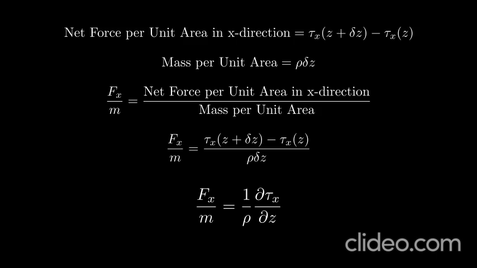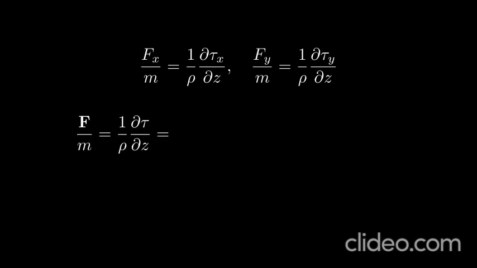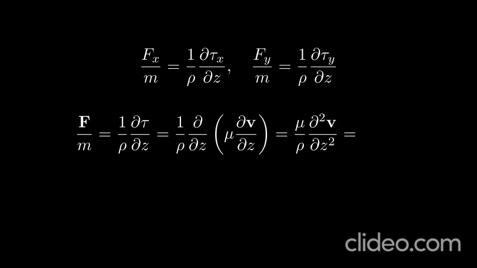This gives us the term F sub x over m, which represents the acceleration per unit mass in the x direction. Substituting the definitions in, we get the acceleration per unit mass being directly proportional to the vertical gradient of shear stress, scaled by the fluid's density. This also applies in the y direction, hence we have an expression for horizontal force. Then substituting in the shear stress equation from earlier and kinematic viscosity, we can represent horizontal acceleration per unit mass in terms of horizontal velocity.